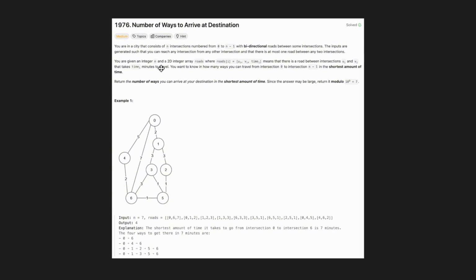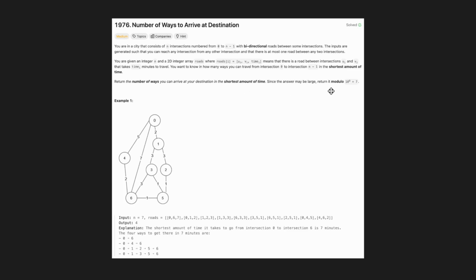So we will be given an integer n and a 2D integer array called roads, and at every index of roads there will be u, v, and time, and it means that there will be a road between the intersections of vertex u and vertex v, and it will take time minutes to travel there. We want to know in how many ways we can travel from the intersection 0 to intersection n-1 in the shortest amount of time. And after finding that out, we want to return the number of ways that we can arrive there in the shortest amount of time.